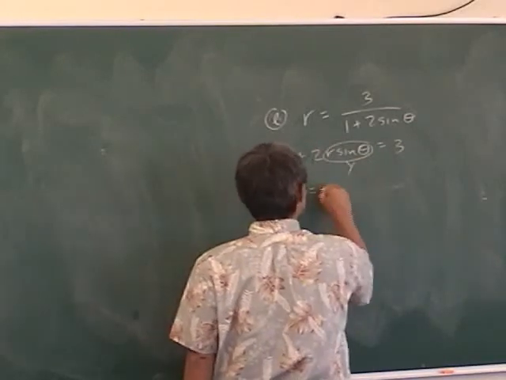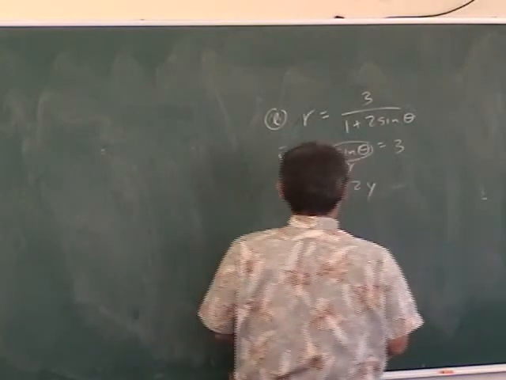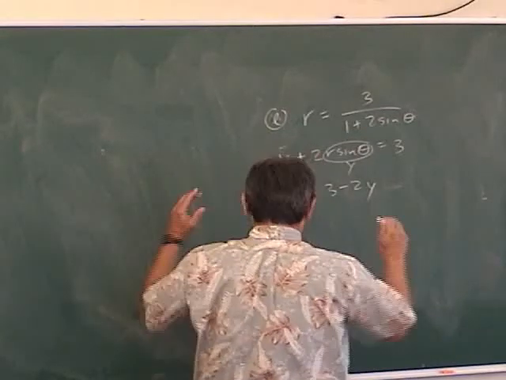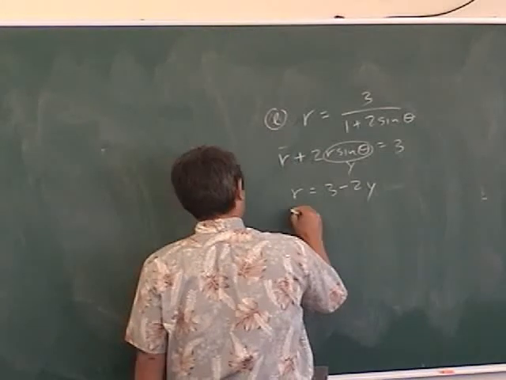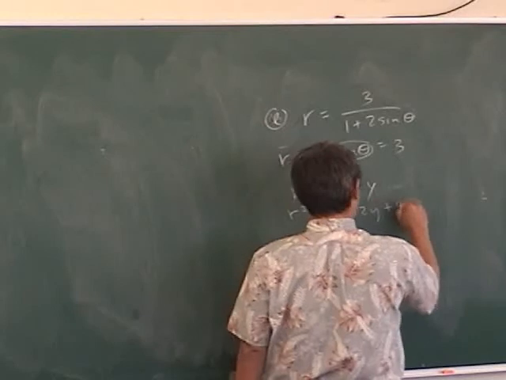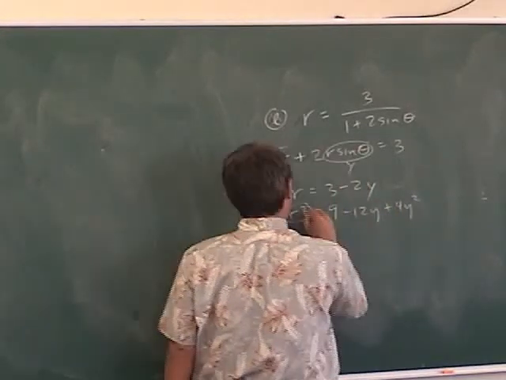Isolate the r. This is almost just like yesterday. Isolate the r. Square both sides. r squared equals 9 minus 12y plus 4y squared. That's a hyperbola!